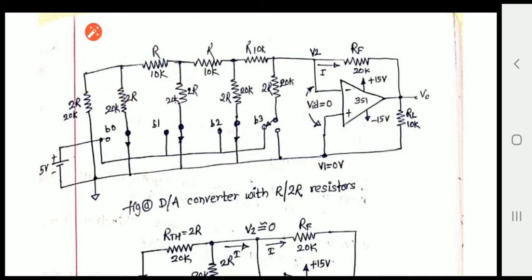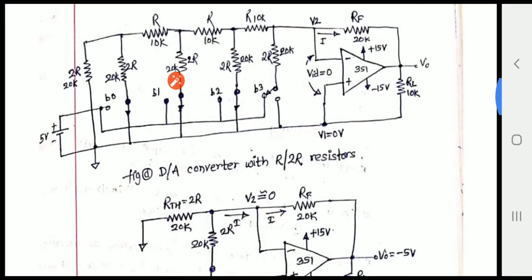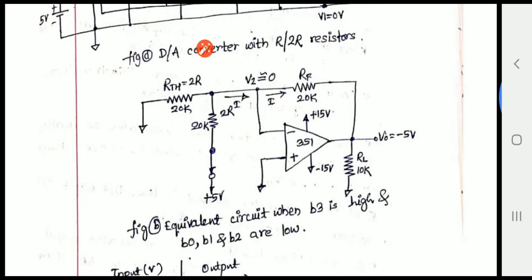Again this 2R is in parallel with this 2R, so it again becomes R itself. Like this, this R which is determined is connected in series with this R, so again it becomes 2R. So at this node, if I determine the equivalent resistance, again it becomes R here. That R again is in series with this R, so again it becomes 2R. That is shown in this circuit.